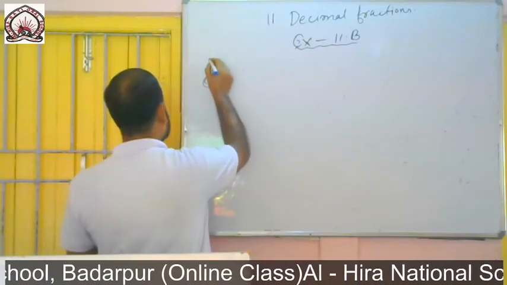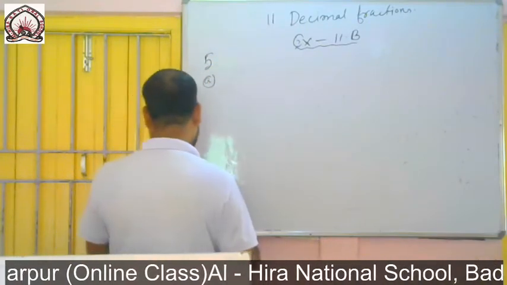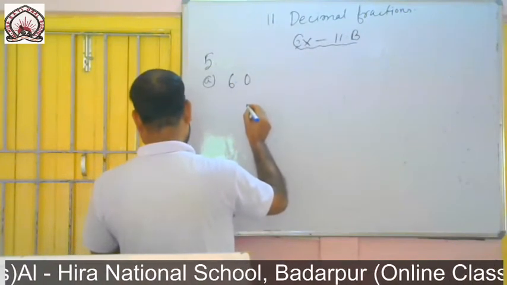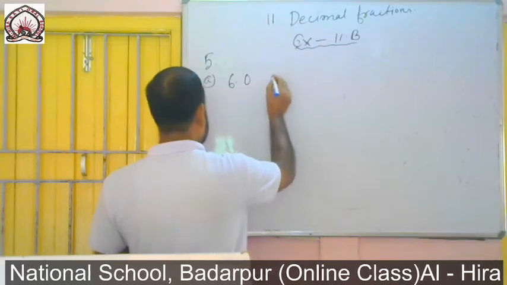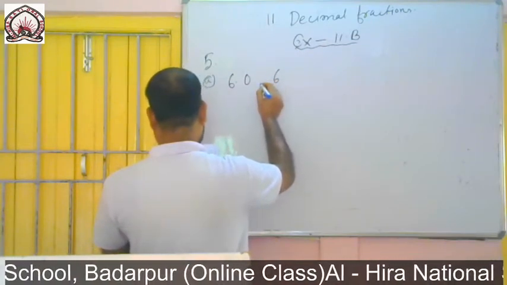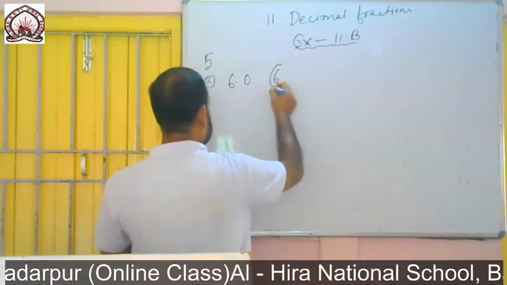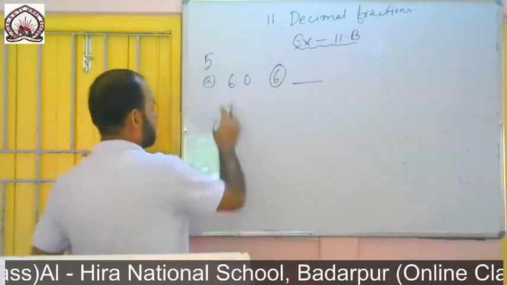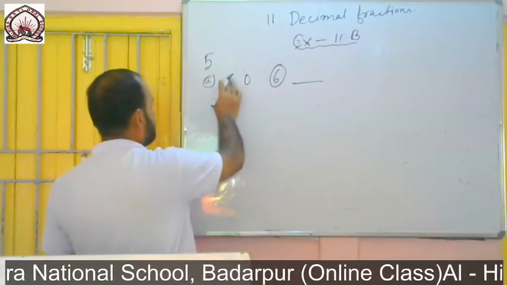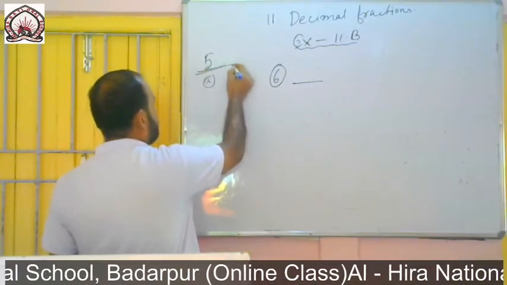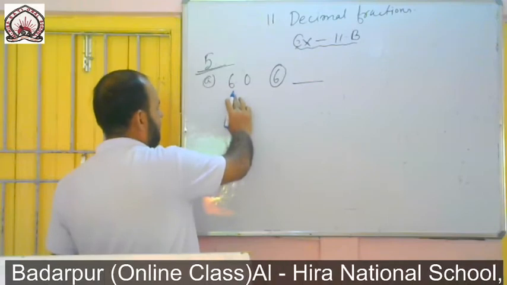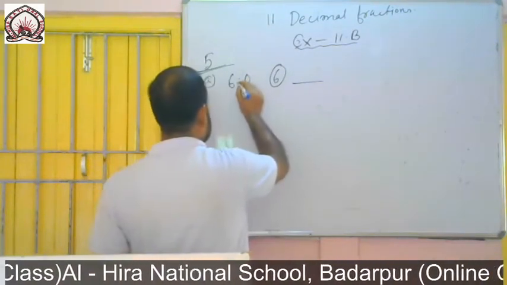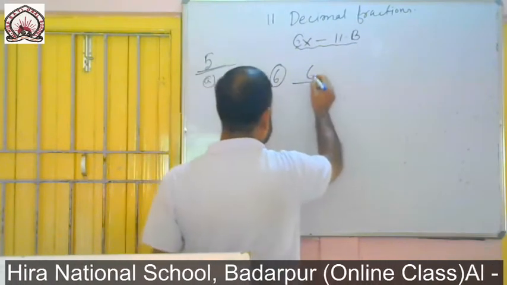You write the question from your book. Question number 5, 6.0. So we take out the place value of this 6. We know the 6 is in the ones place. So that means the place value of this 6 is 6.